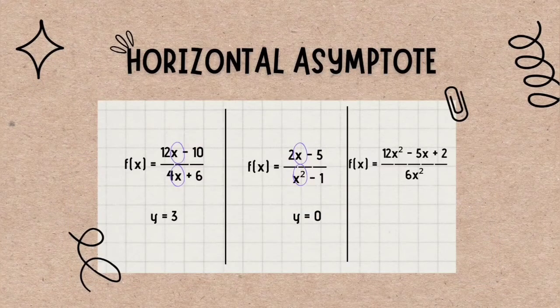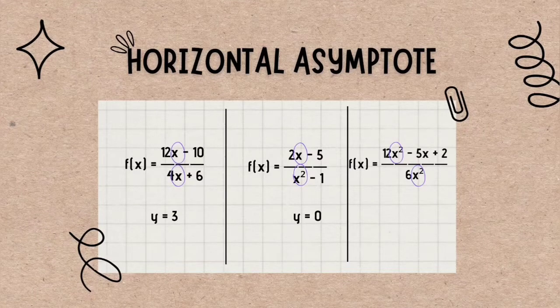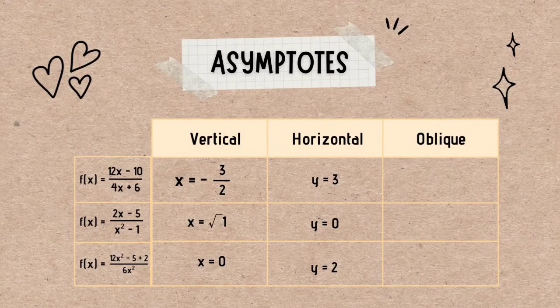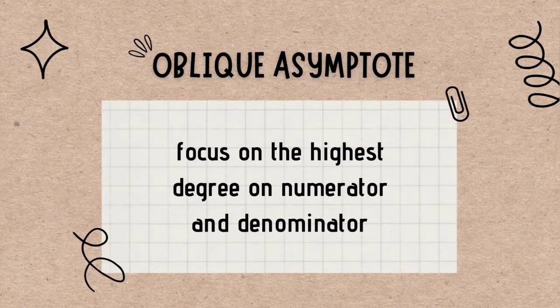F of x equals 12x squared minus 5x plus 2 over 6x squared. Same ulit ang degree ng denominator at numerator. So, i-divide natin ang numerical coefficient ng numerator sa 6. So, 12 divided by 6 is 2. So, ang sagot ay y is equal to 2. So, ganun lang kadali. So, let's move on and talk about oblique asymptote.